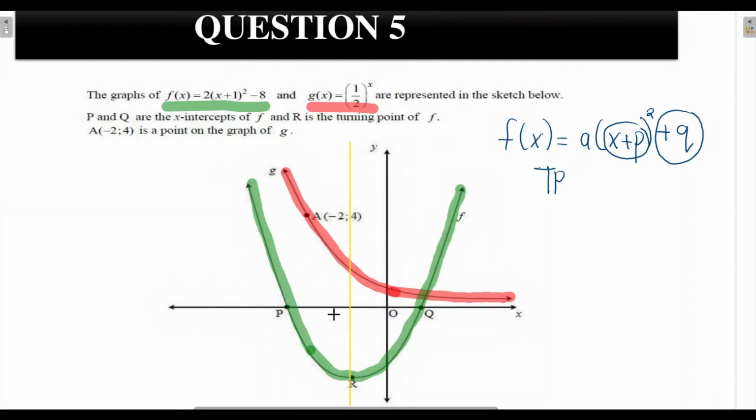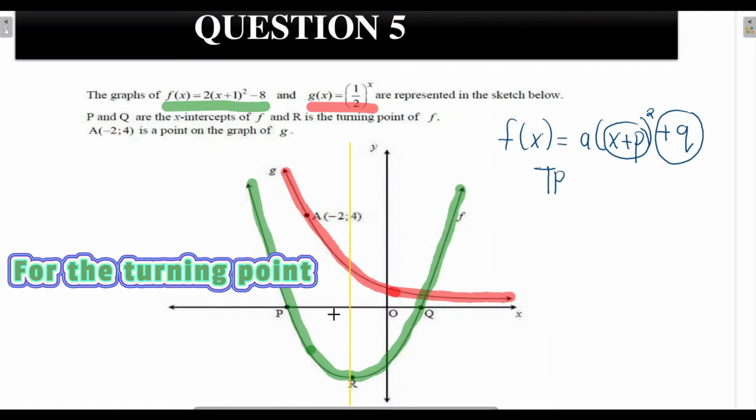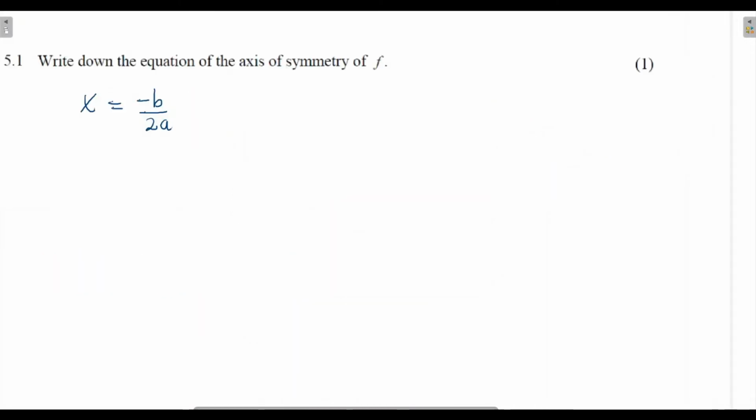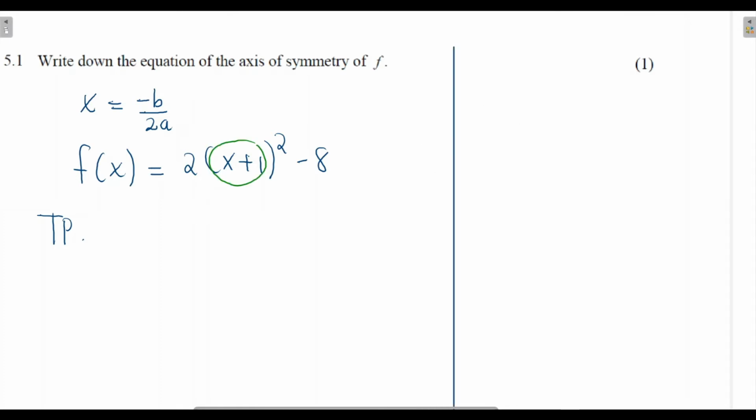Because we already have the x coordinate for the parabola, we don't even have to bother writing x equals minus b over 2a, because this parabola is given in turning point form. So what would be the turning point of this quadratic function? For the x coordinate, you simply take x plus 1 and equate it to 0. Therefore, x is equal to -1. So the x coordinate is -1.